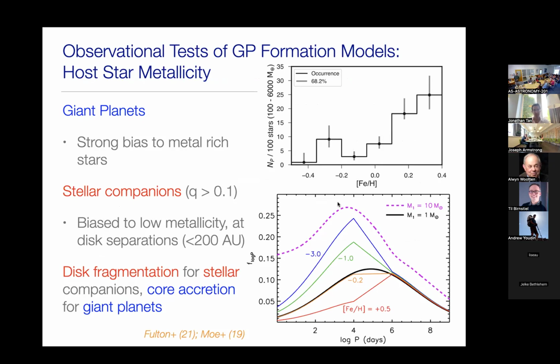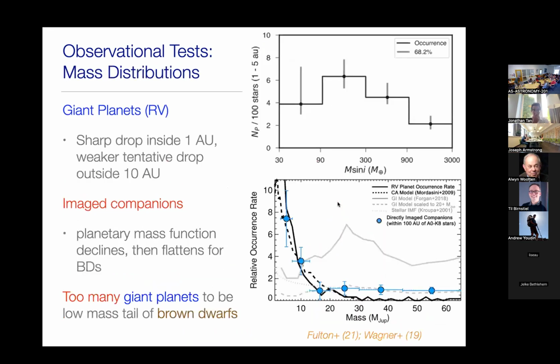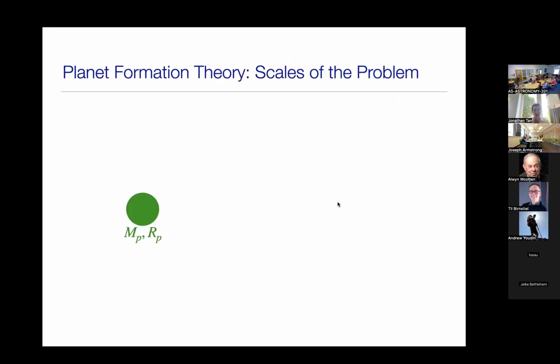So I've got a few slides here talking about what I think is the observational evidence that seems to favor the core accretion hypothesis as the process that makes most of the giant planets. And that's related to this metallicity issue of the host stars I already mentioned, as well as the orbital distributions. So we could talk about that some. So we've got some slides on that.